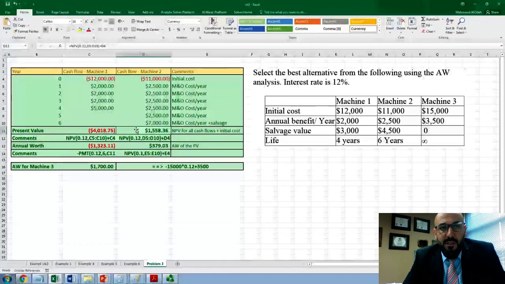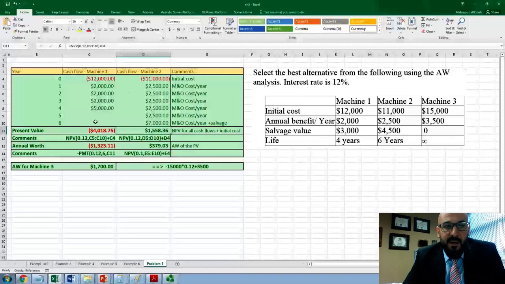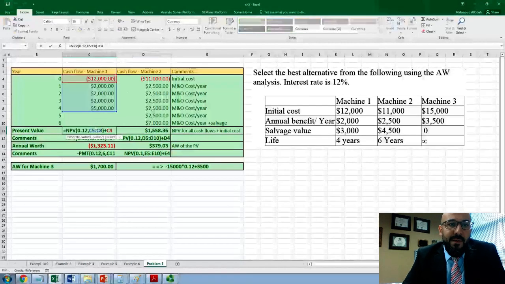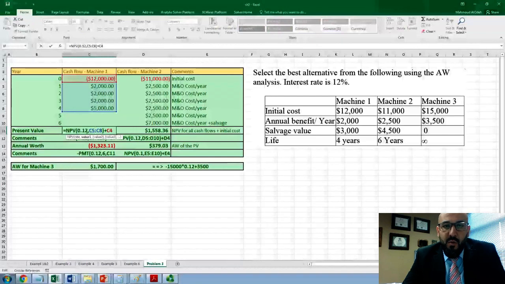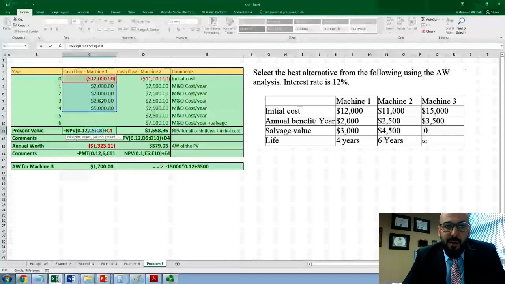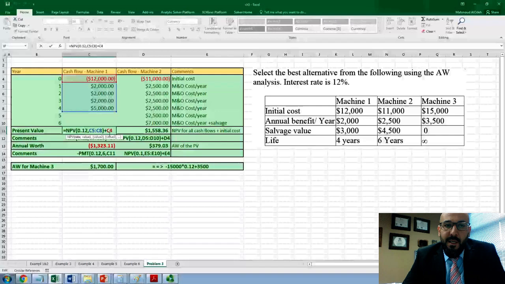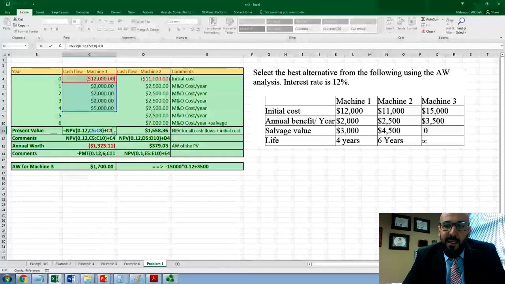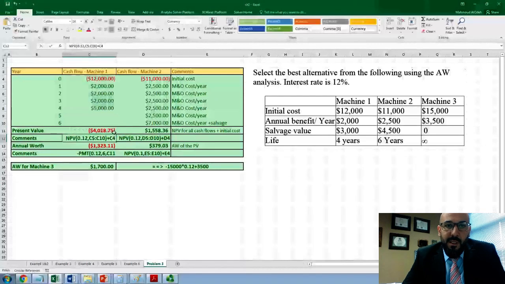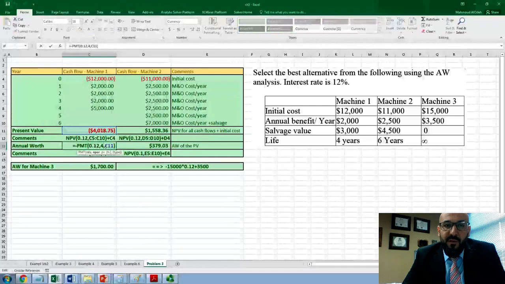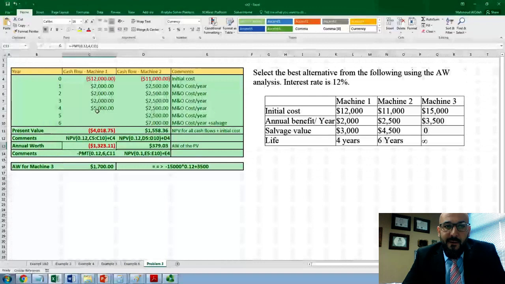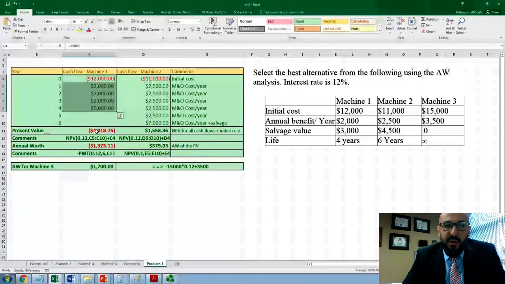And then once you build your cash flow for the first two machines, which have a finite lifetime, find the present value using the NPV function. NPV 12%. Select all the values from year 1 to 4, and add to these values the $12,000 initial cost for machine 1. Next, what you need to do is find the annual worth for that specific transaction. So now, instead of dealing with 5 numbers, we're dealing with only one number.